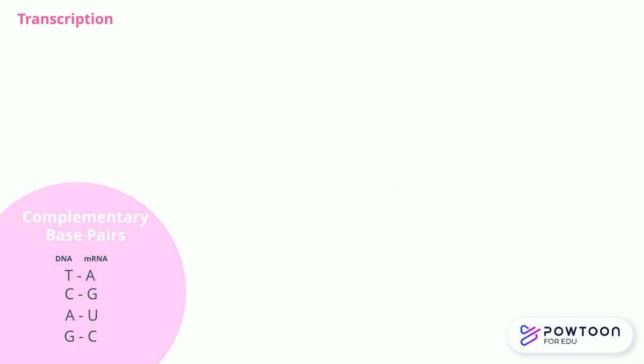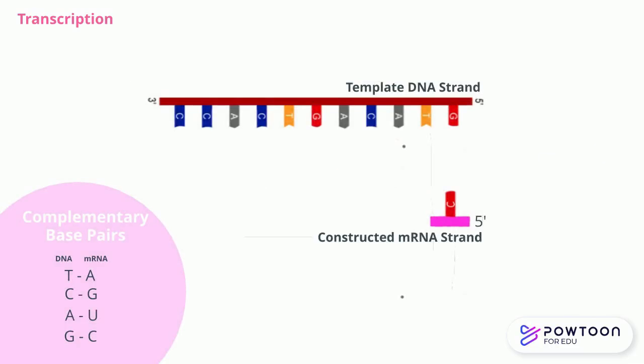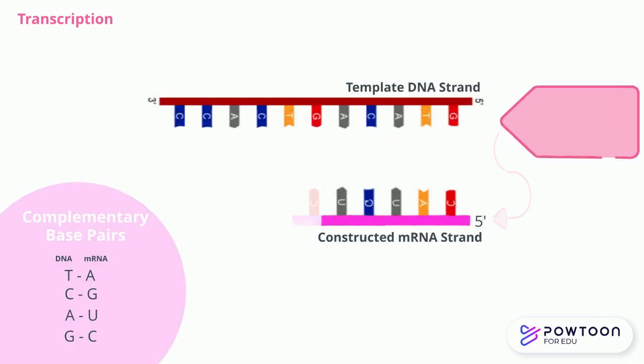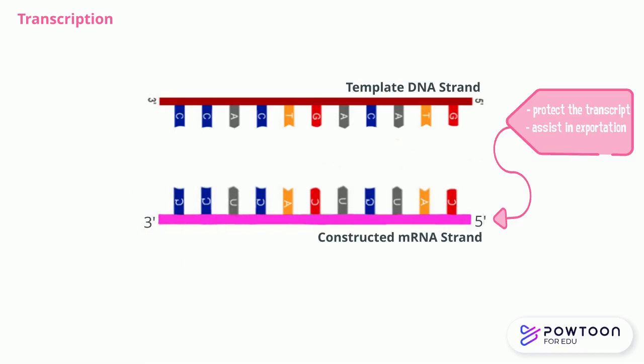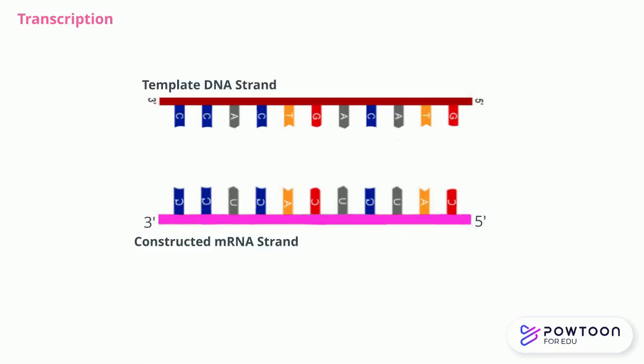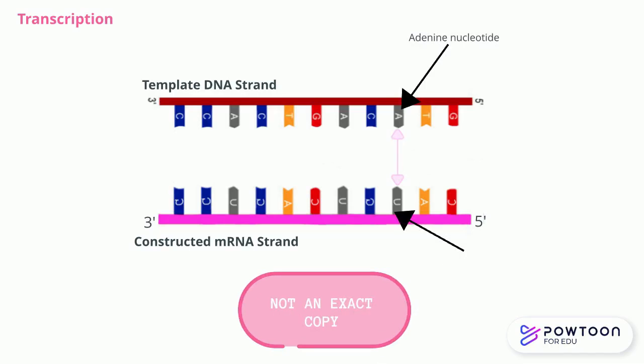A 5' cap is added to the beginning of the RNA transcript, and a 3' poly-A tail is added to the end. This cap and tail protect the transcript and assist in the exportation of the strand from the nucleus and translation onto the ribosomes. During this process, there is a brief time when the newly constructed strand is bound to the unwound DNA. In this time, an adenine nucleotide in the DNA strand binds to a uracil nucleotide in the mRNA strand. This means the mRNA is not an exact copy of the DNA.